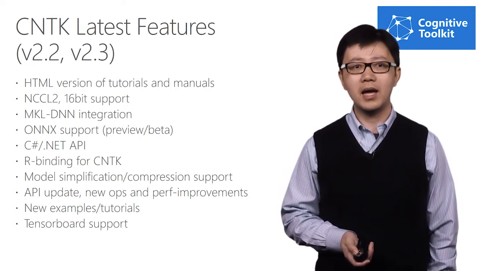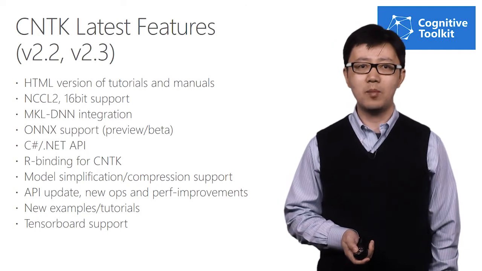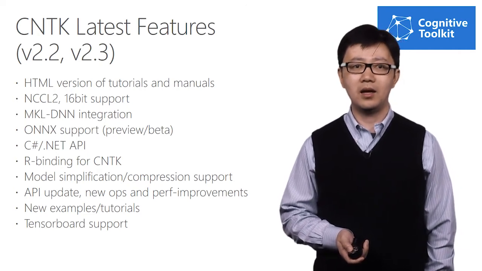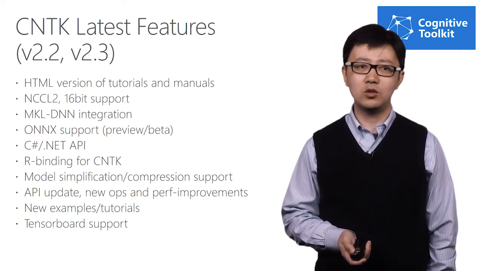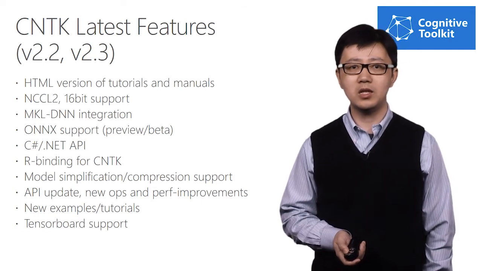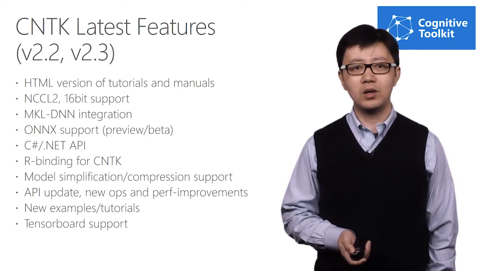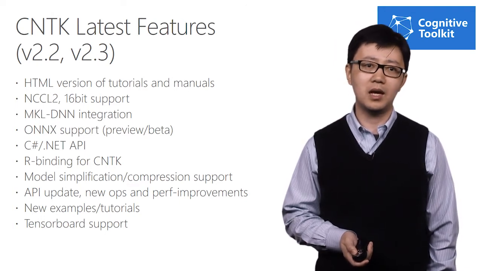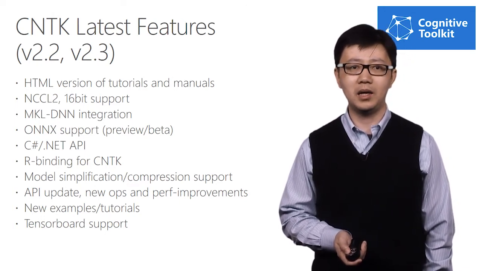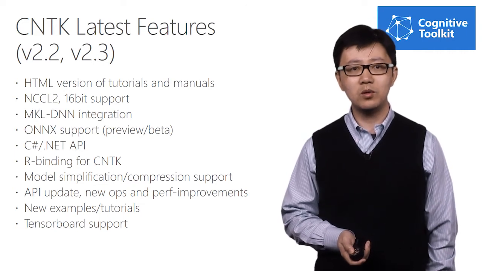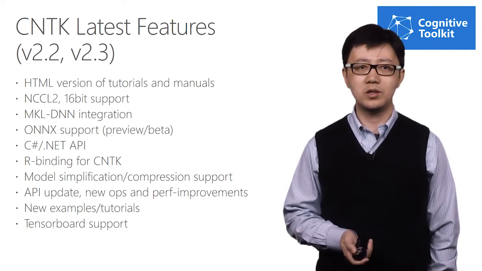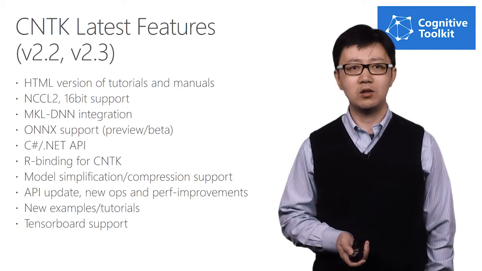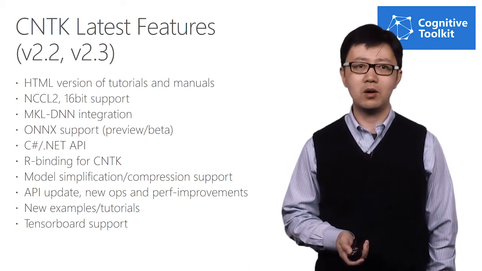We have also added a C# API, R-binding for CNTK, and we have some new APIs in 2.3 for model simplification and compression. We also added a number of new ops and performance improvements and some small API updates. A lot of new examples and also TensorBoard support. In the remaining part of the video, I'm going to focus on the C# API.